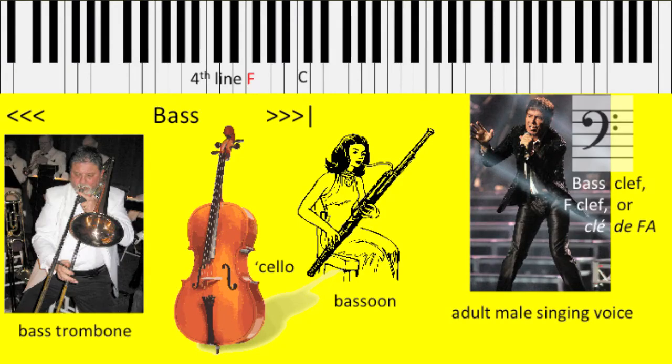The bass clef is also called the F-clef, so if you parle français, c'est la clé de fa. The 4th line of the bass staff is assigned the note F, so this staff can be used to write for lower-pitched instruments and voices. These include the bass trombone, cello, bassoon, adult male singing voices, and the left half, roughly, of the piano keyboard.